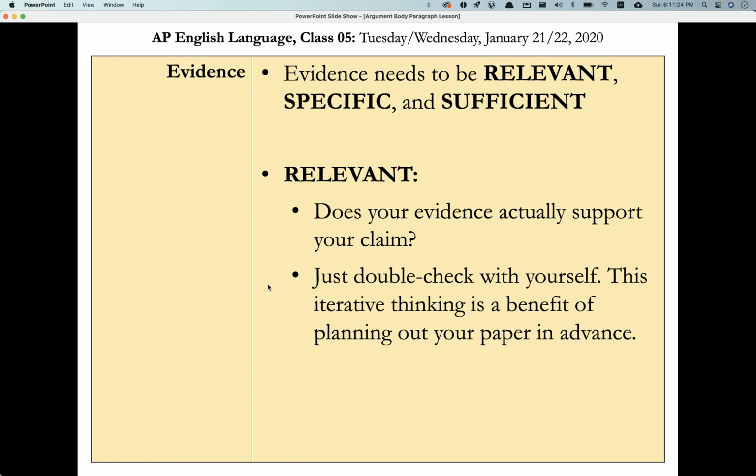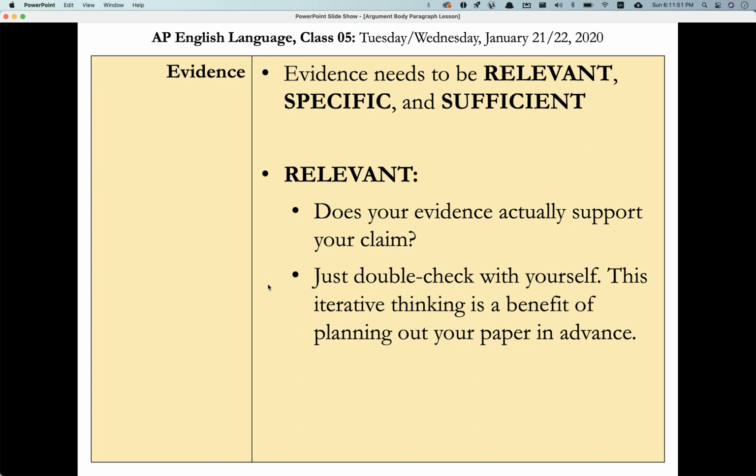It's really like a constant iterative double checking with yourself. Like, wait, does this support my claim? Wait, does this work? Is this evidence enough? Do I need to find different evidence? Do I need to adjust the evidence? Do I need to include more of the evidence from this source in order to actually be making this evidence relevant to the specific argument I'm making?